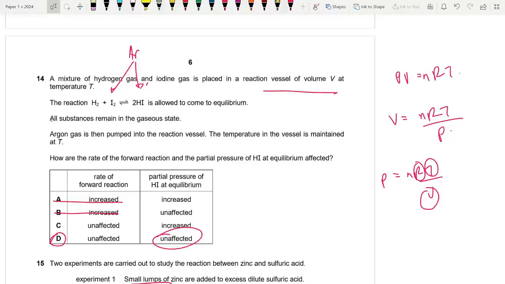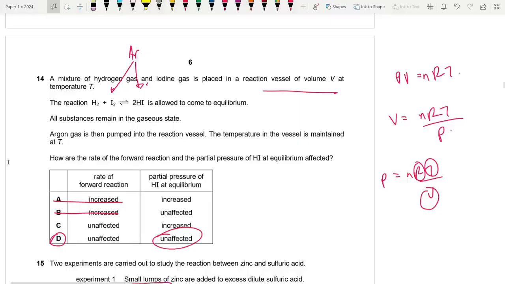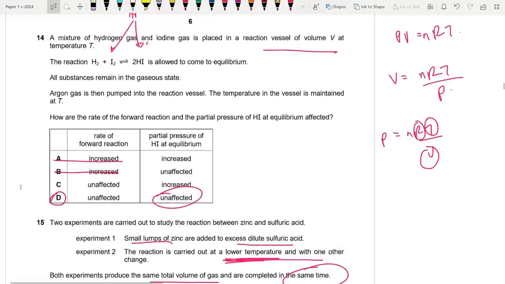The proportion of hydrogen and iodine on the left and hydrogen iodide on the right will be unchanged, because the argon does not shift the equilibrium, as it is not part of it. So the answer is D. Rate is unchanged as well as the partial pressure of hydrogen iodide because the equilibrium does not change. We know that pressure is nRT by V, temperature remains unchanged, volume remains unchanged, R is a molar gas constant, it's constant, and n is the moles of hydrogen iodide. Since that doesn't change, pressure won't change either.